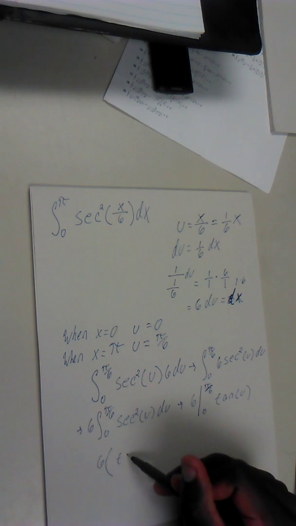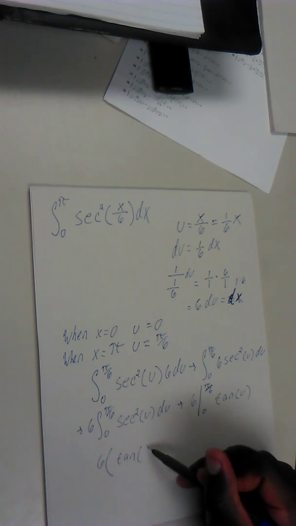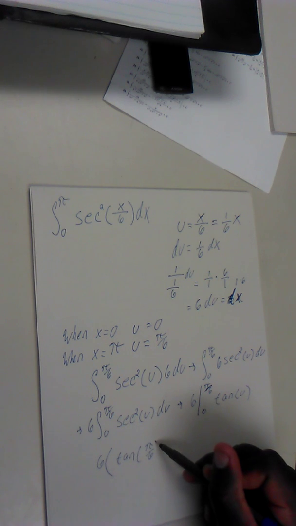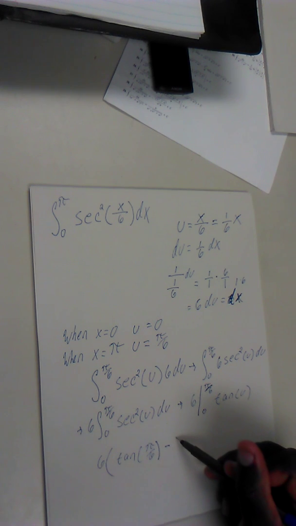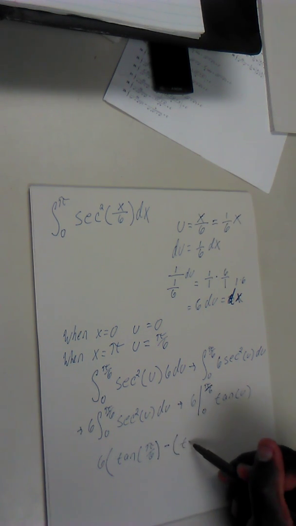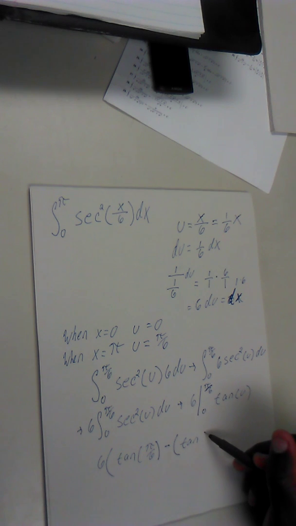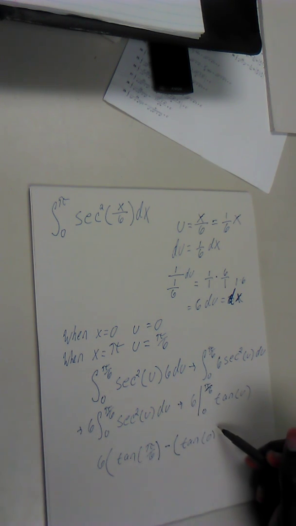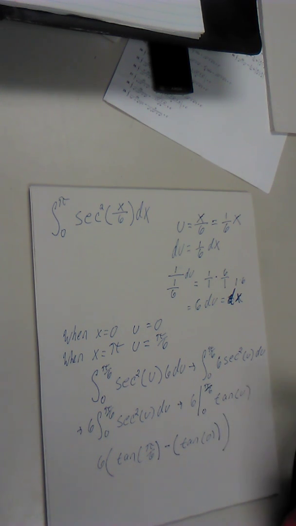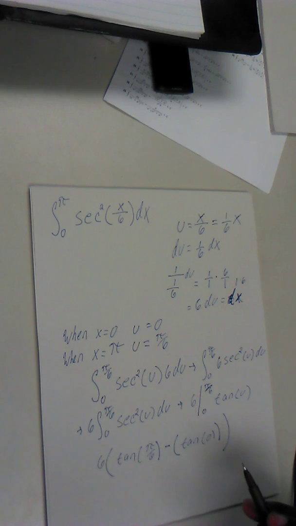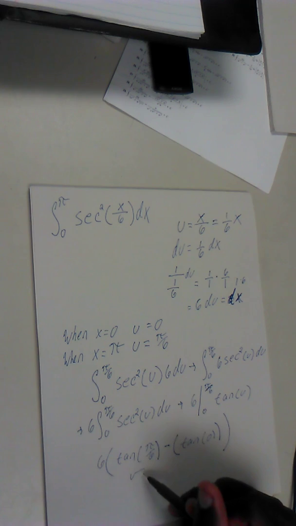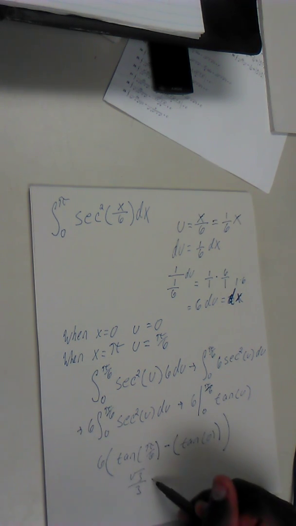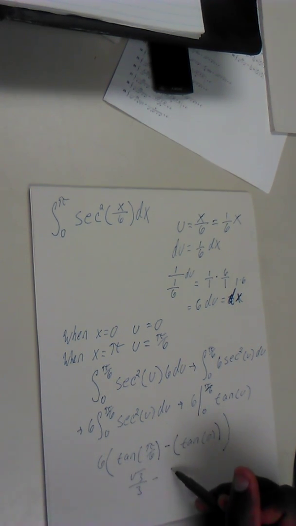So tangent of pi over 6 minus the tangent of 0. So the tangent of pi over 6 is going to be radical 3 over 3, minus, and the tangent of 0 is just 0.